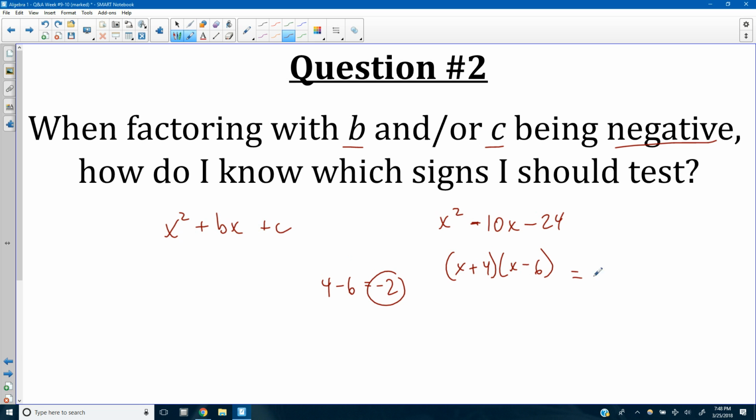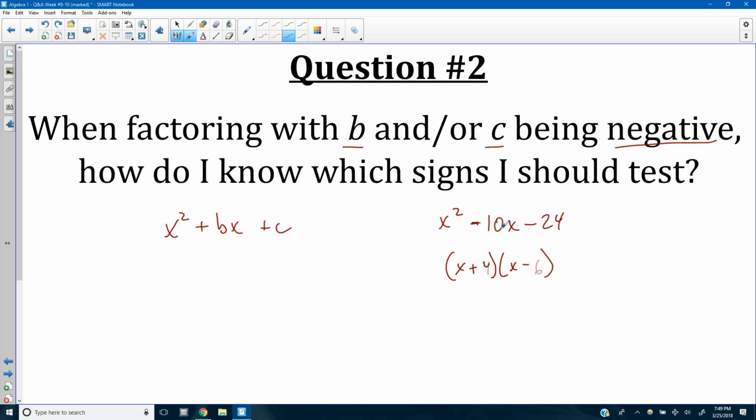So you see x squared minus 2x minus 24 equals this right here. And what I'm talking about with the negative here is the reason this became negative is because the negative number was larger. If the positive number was larger and the negative number was smaller, that would be a positive 2, and this would be a plus like that. So if I'm just going to answer the question as far as how do I know what to test?